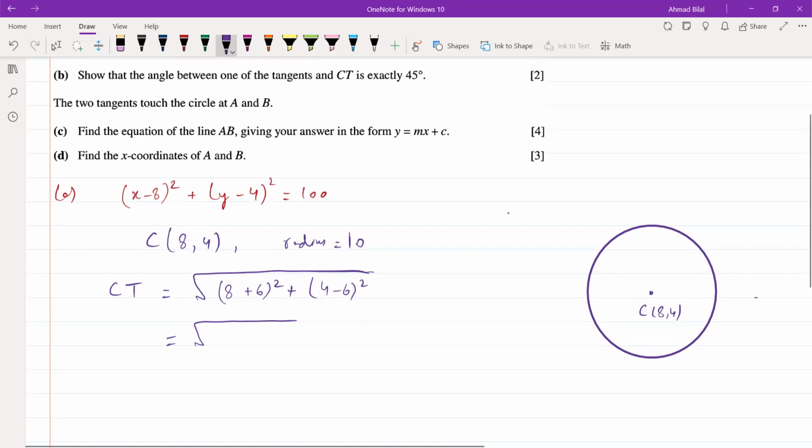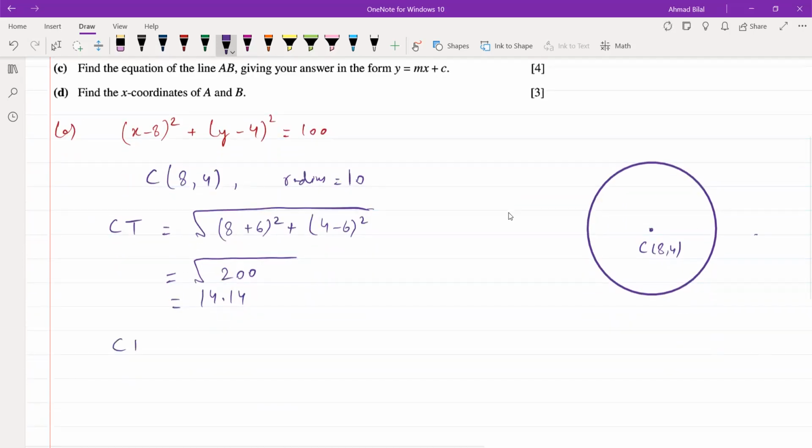200? Square root of 200 or just 200? It's the square root, right? So that's what you have. Square root of 200. And what's the result from that? It's something greater than 10, right? 14.14. Since we know that CT is greater than the radius, that implies P lies outside the circle. So that would be the reason that you give here. The distance from the center is more than 10. That is why it lies outside the circle.